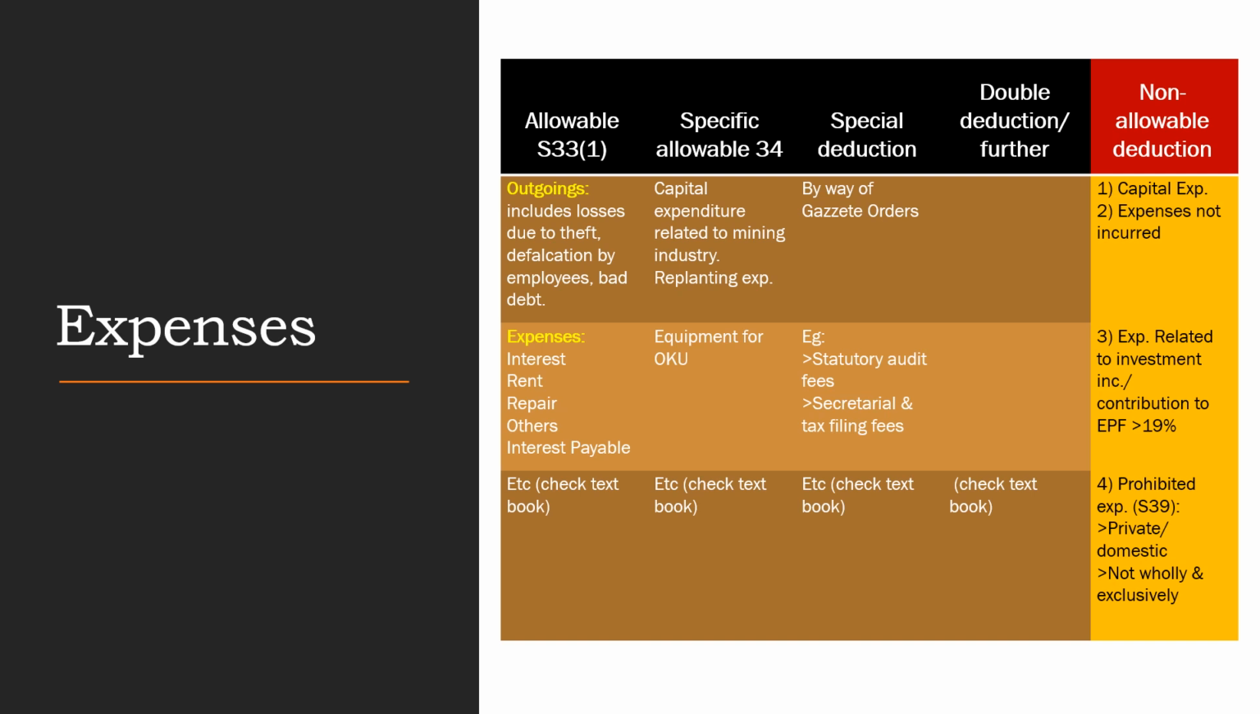Another section that you need to remember is section 39 of the Income Tax Act. Section 39 specifically prohibits expenses which are private and domestic and not wholly and exclusively to generate the business income, except whatever is specified under section 34 and gazette orders.